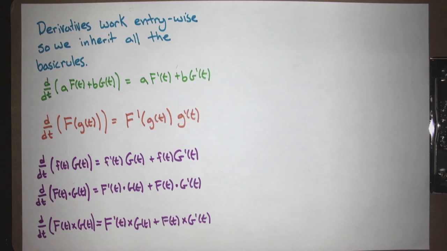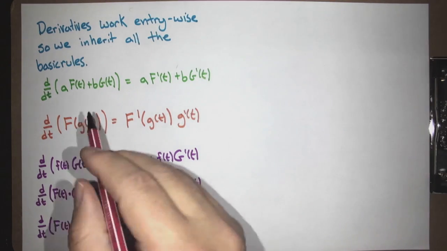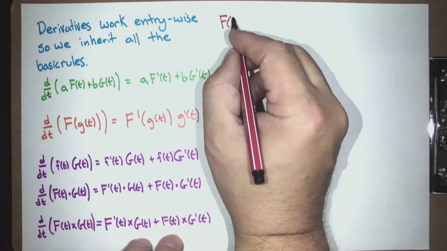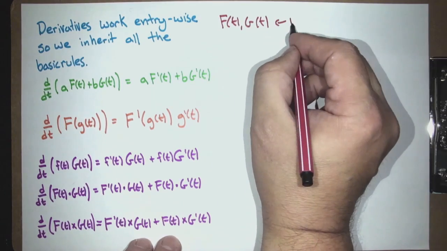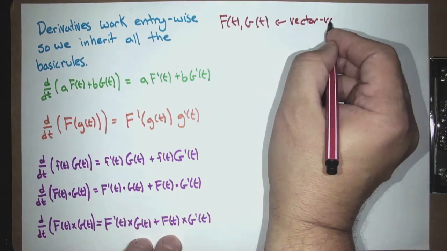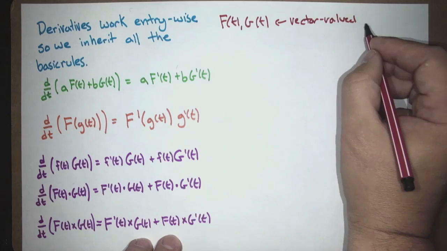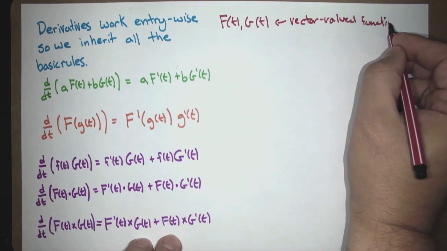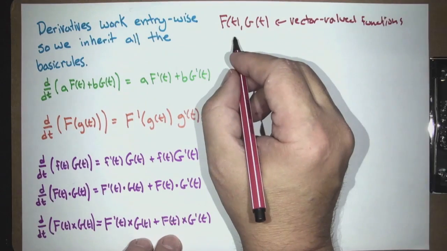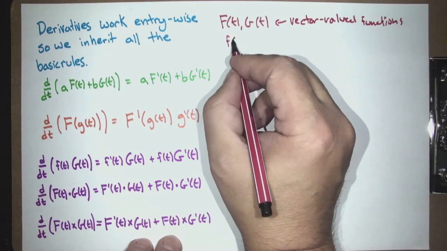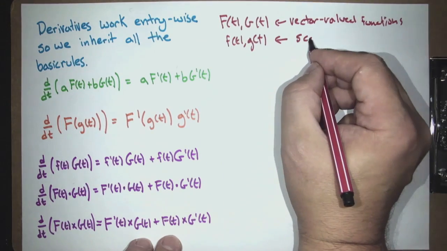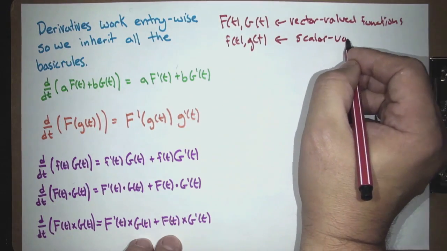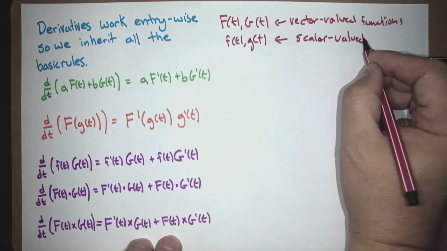So here, when you see a capital F of t and capital G of t, these are vector valued functions. So in other words, you have your input as time and your output as a vector. And little f of t and little g of t, these are what we call scalar valued functions. And that says your output is a number.